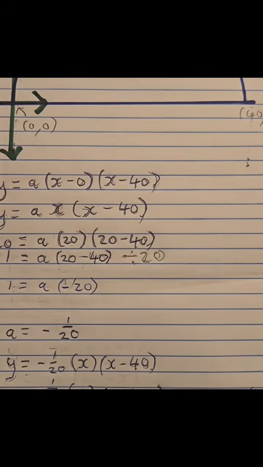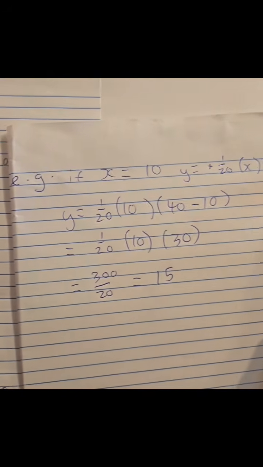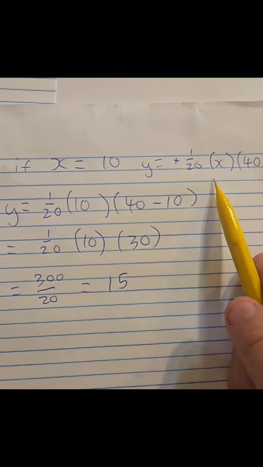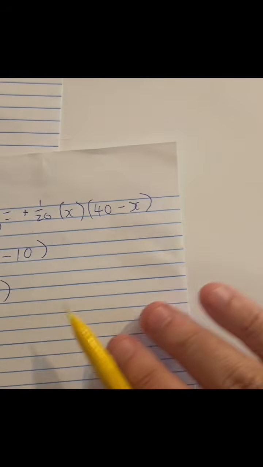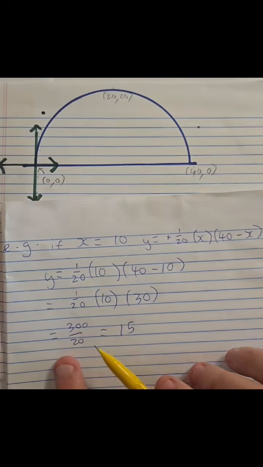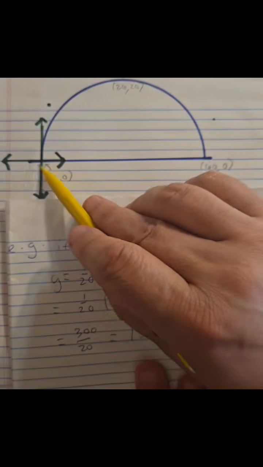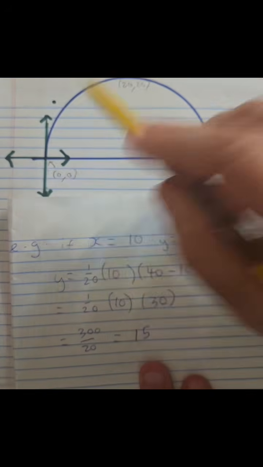That's the answer. And just to check it, let's say if x equals 10, that's our formula. And I plug 10 in for that x over there. And we just keep simplifying. And at the end of the arithmetic, we will end up with 15. So if we go 10 across, we go 15 units up.